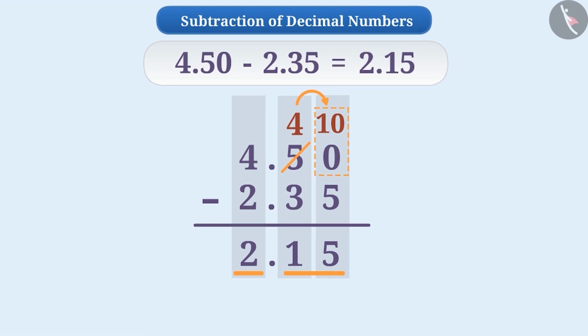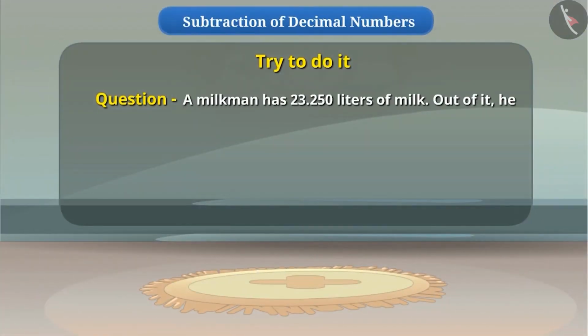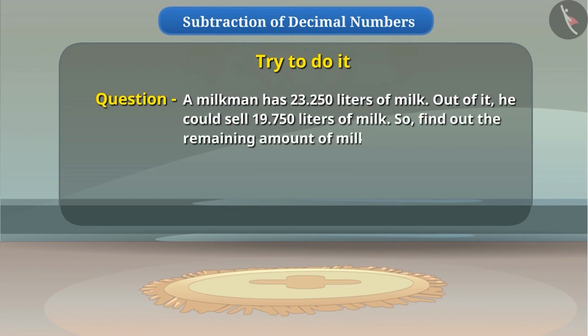So, can you do the subtraction on decimal numbers now? Try and solve this problem. A milkman has 23.250 liters of milk. Out of this, he could sell 19.750 liters of milk. So find out the remaining amount of milk. If you get 3.5 liters as your answer, then congratulations, because you have learnt the subtraction of decimal numbers properly.